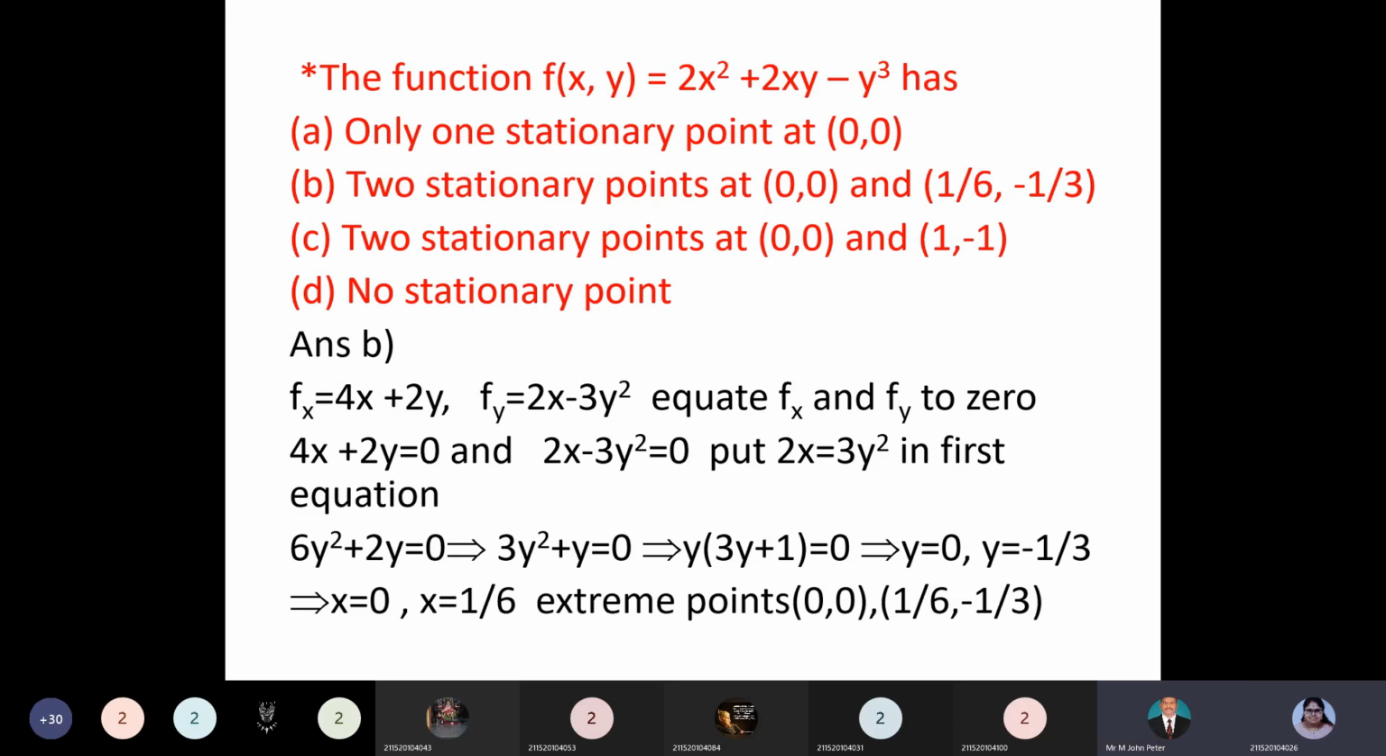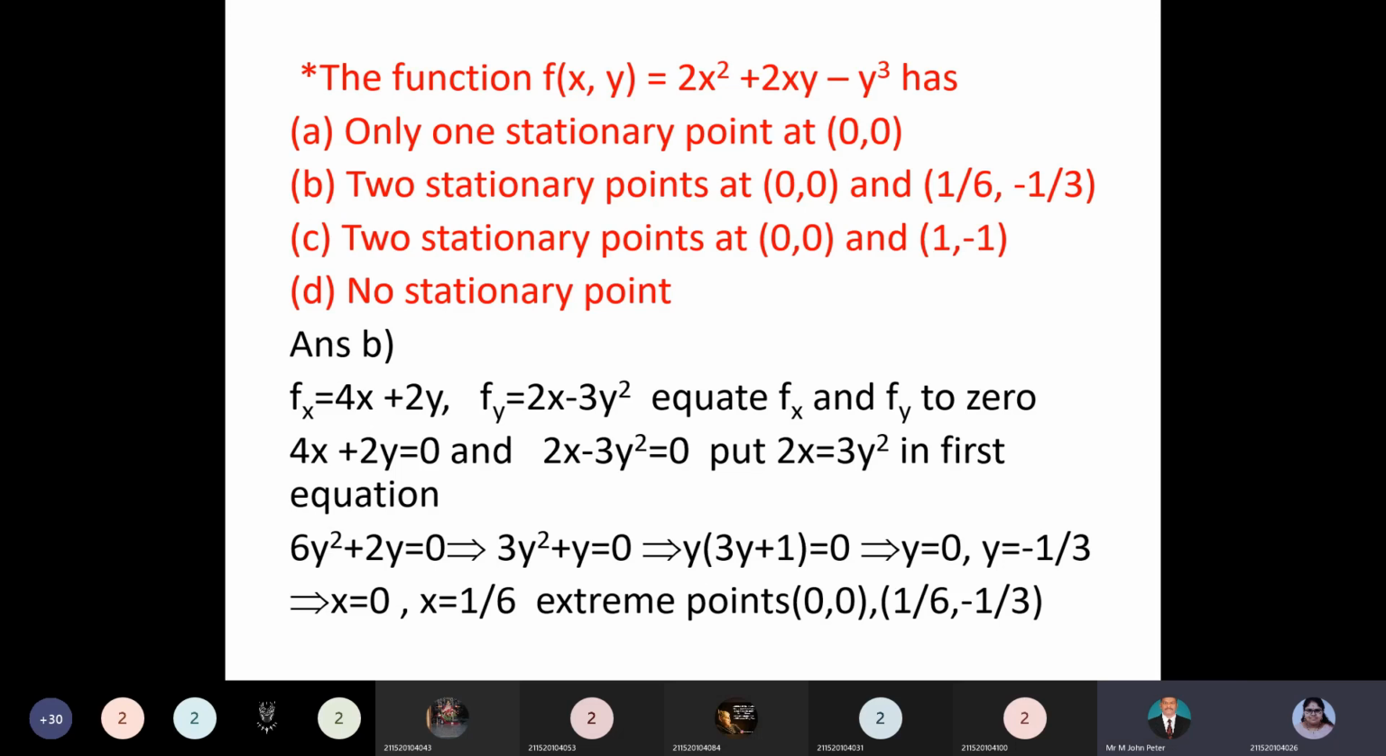Next, fy, partial differentiation with respect to y. For that x is constant, so 2x² with respect to y partially is 0. For 2xy, 2x is a constant and y differentiates to 1, so we get 2x only. Next, y³ gives 3y². That's the partial differentiation. Equate fx and fy to 0 to identify the stationary points. The first one is 4x + 2y = 0. The other one is 2x − 3y² = 0.